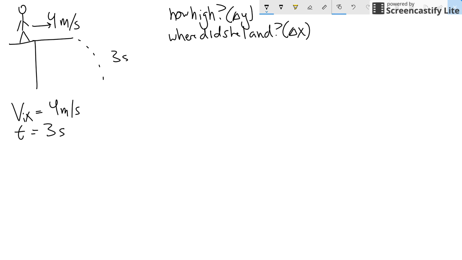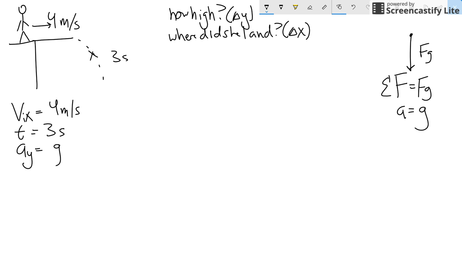Well, if I go off to the side over here, and I draw an FBD, I can see that the only force while she's in the air is going to be the force of gravity. So since the sum of the forces is only equal to the force of gravity, my acceleration must be gravity. So my acceleration in the y direction is going to be gravity, or about -10 meters per second squared.